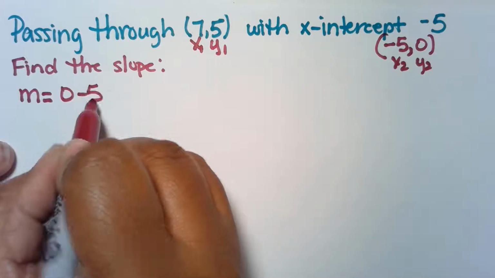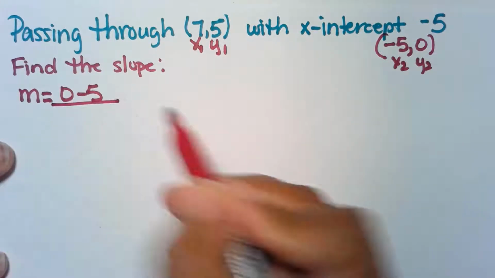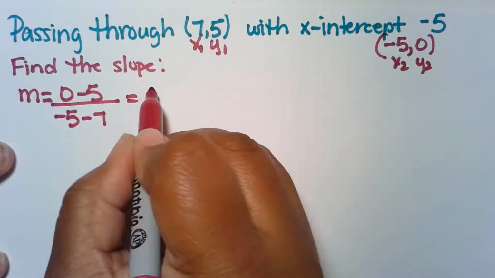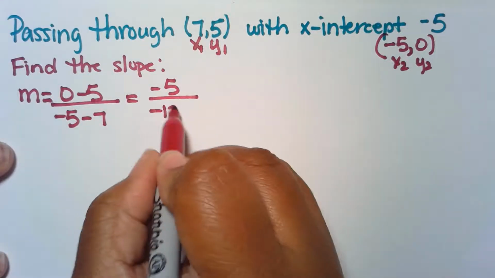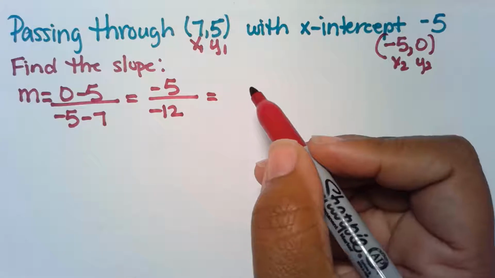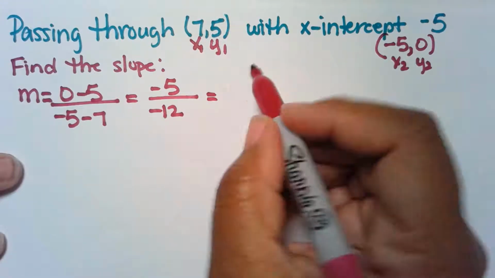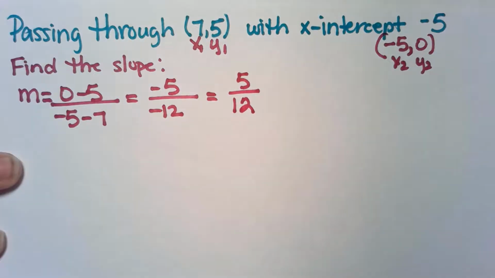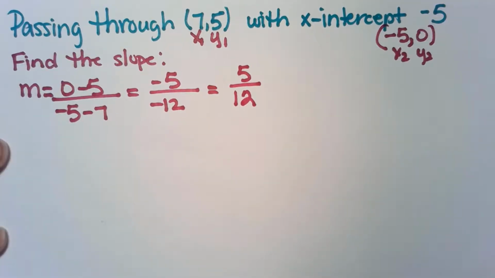0 minus 5 over -5 minus 7. And we have -5 over -12. And we know two negatives would give us a positive. So we have 5/12. Okay, so that's our slope.